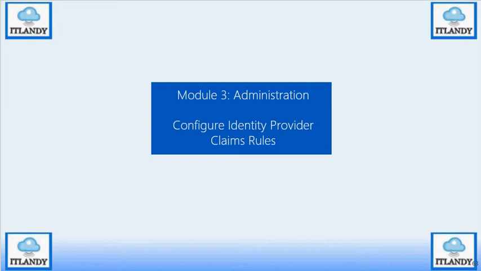As we highlighted earlier for Module 3 with Active Directory Federation Services, we finished 5 sections of Module 3. This is Section 6. We're going to speak about how we can configure identity provider claim rules. It's really important, that one. Let's have a look. What options do we have here?